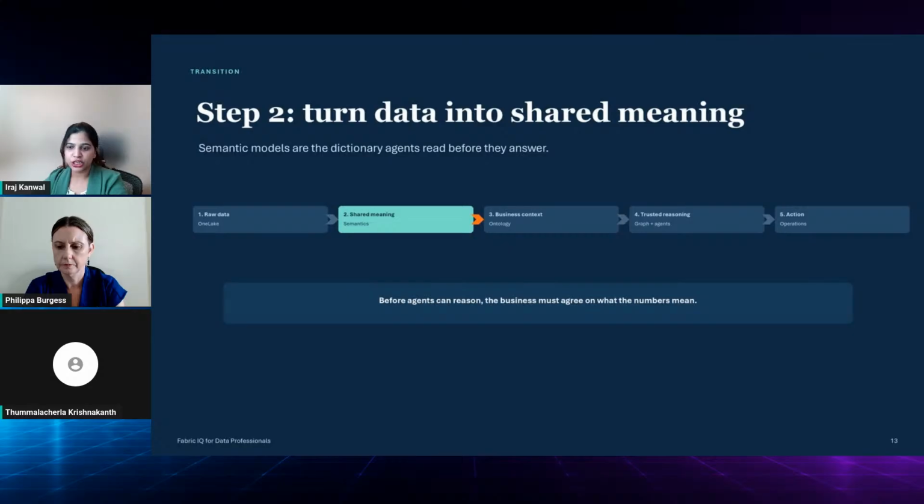Now let's transition from raw data to the shared meaning. So we now move from raw data to shared meaning, and we can ask an agent to reason over the business. We need the business to agree on what the number means, what the definition of the metric means.